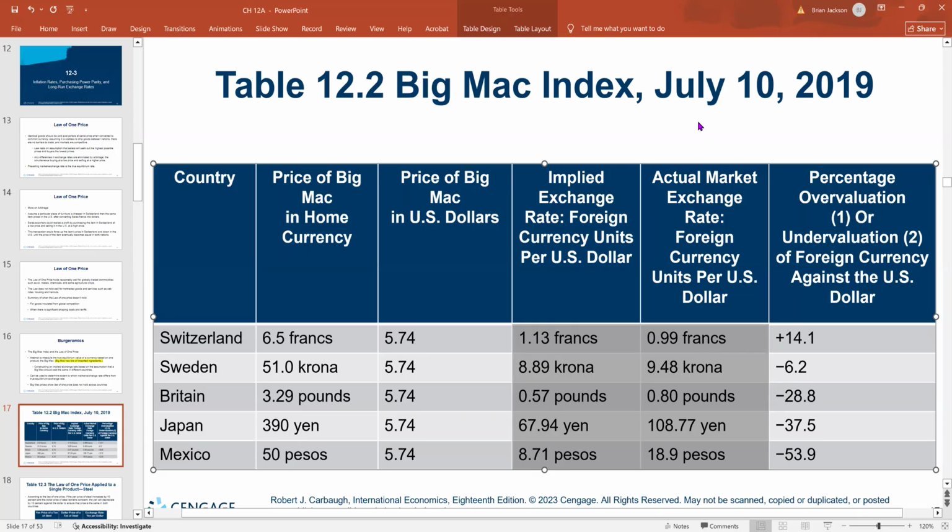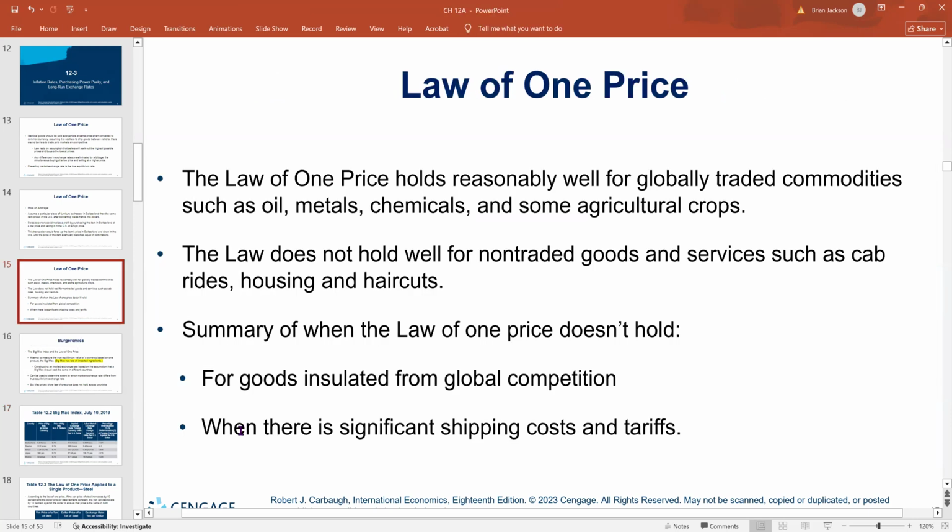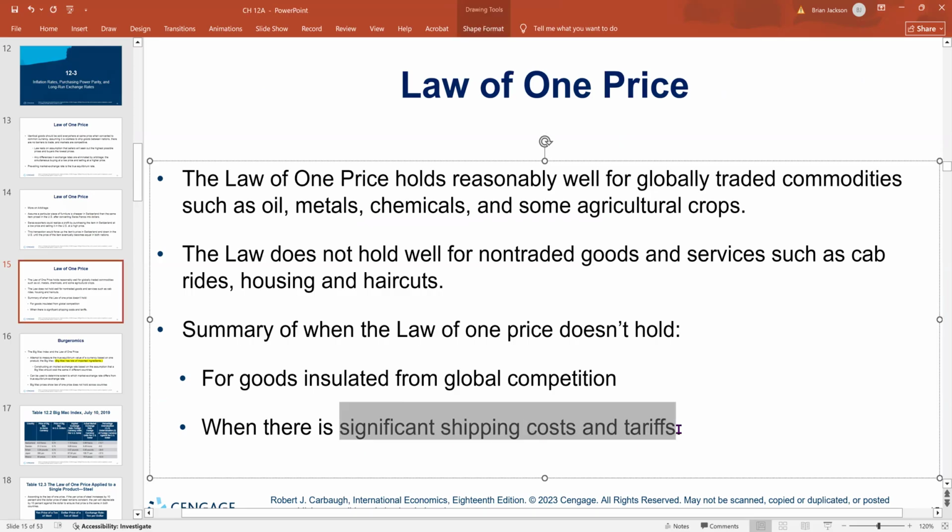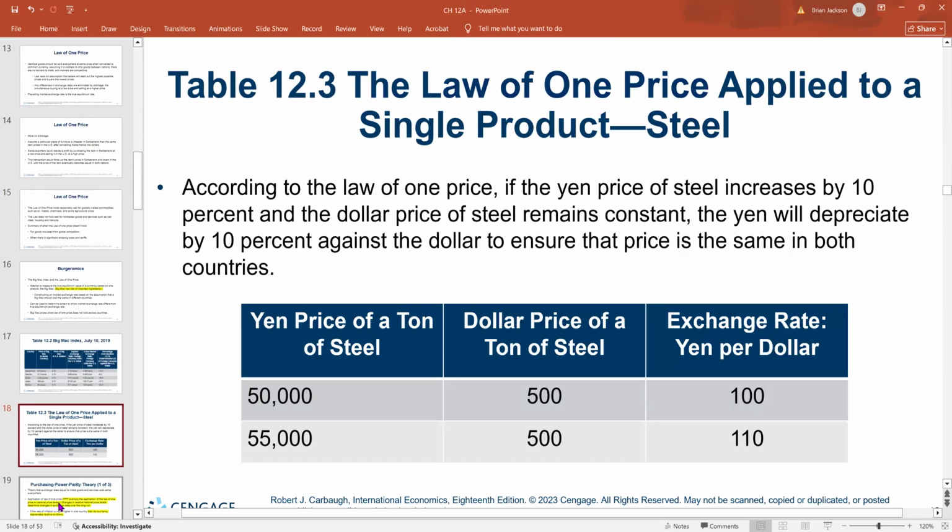But one main reason is that the assumptions that underpin the law of one price don't hold absolutely. For instance, there are significant shipping costs and tariffs and so forth when you start trying to apply the law of one price. You can also do this with steel. What we did with the Big Mac, you could do with a ton of steel.